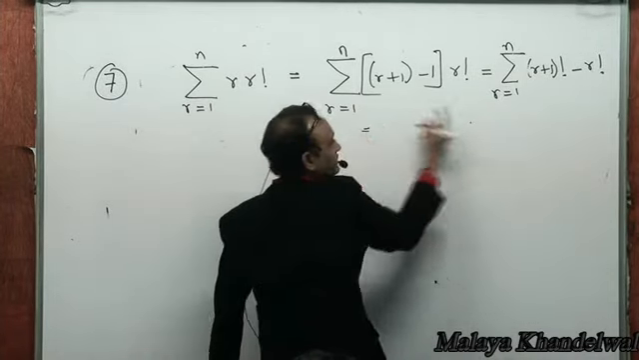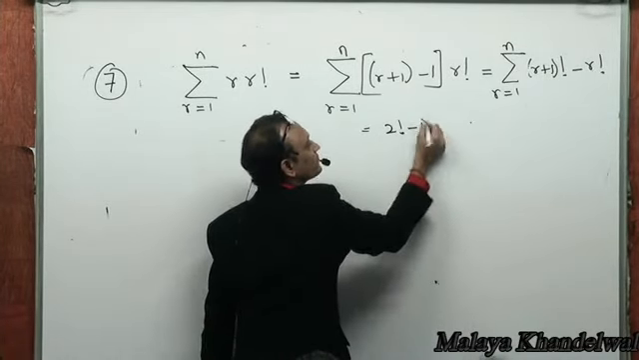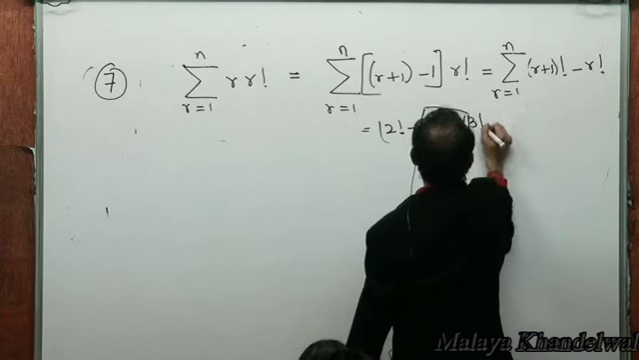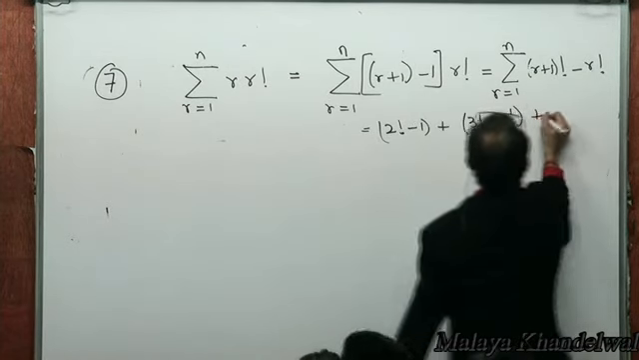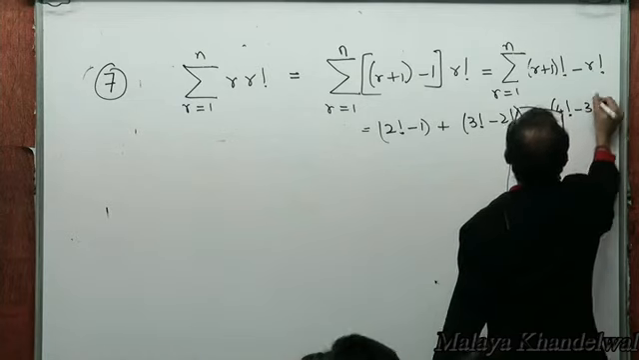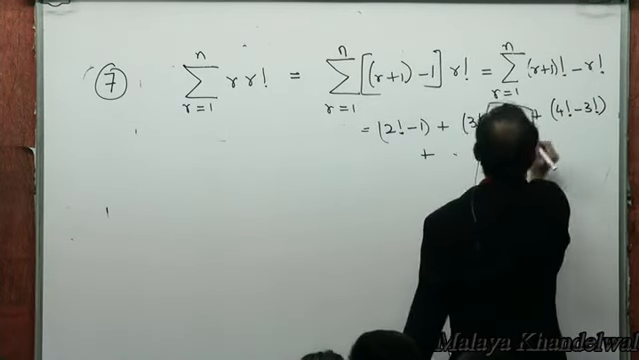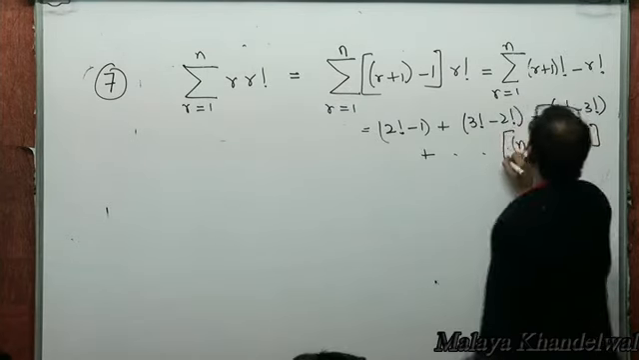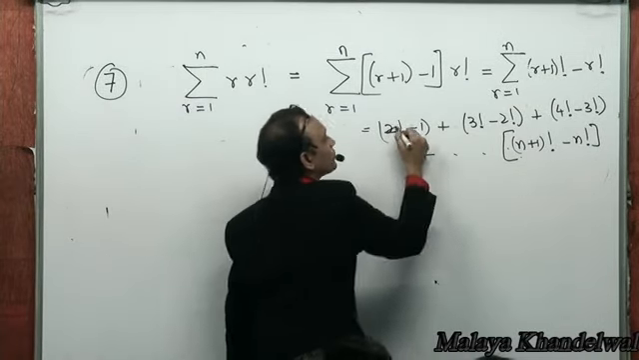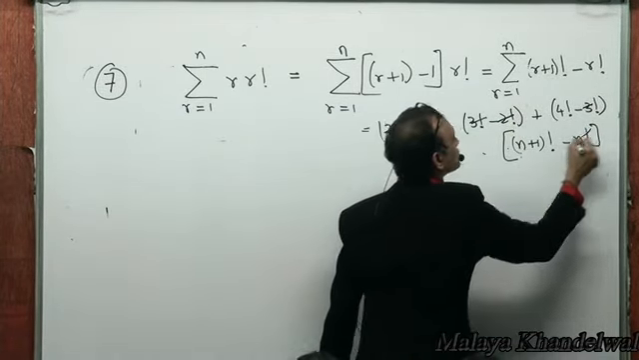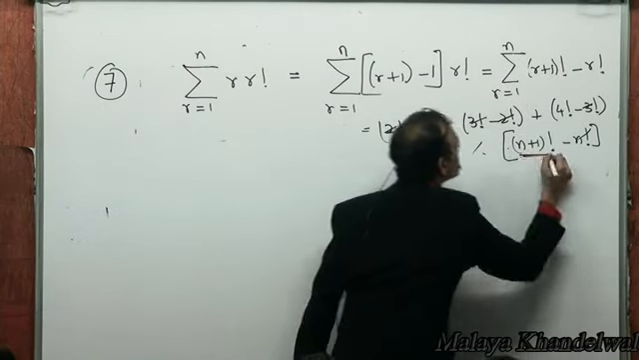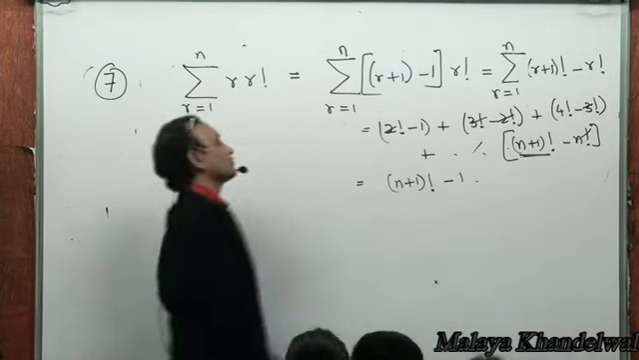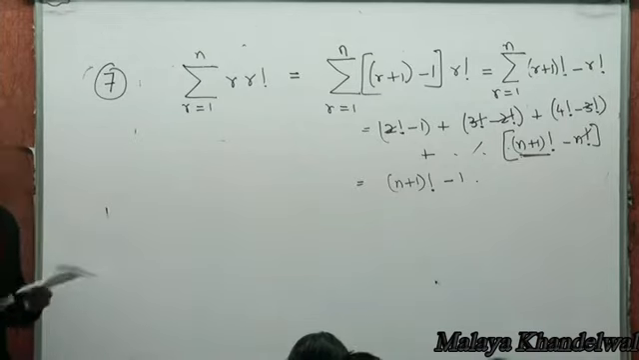So for r equal to 1, for example, this will become 2 factorial minus 1 factorial. For r equal to 2, it will become 3 factorial minus 2 factorial. Similarly, r equal to 3, it will become 4 factorial minus 3 factorial. R equal to n, it will become n plus 1 factorial minus n factorial. And again, you can see there is a clear-cut telescopic cancellation of terms here. This would have got cancelled. You are simply left with two terms, n plus 1 factorial minus 1. Right?